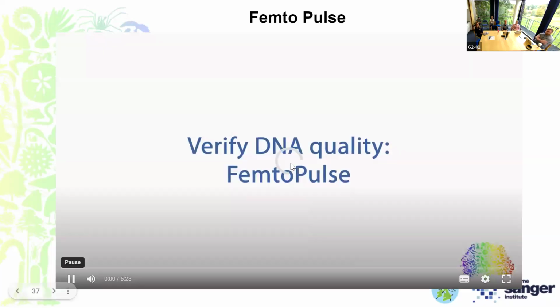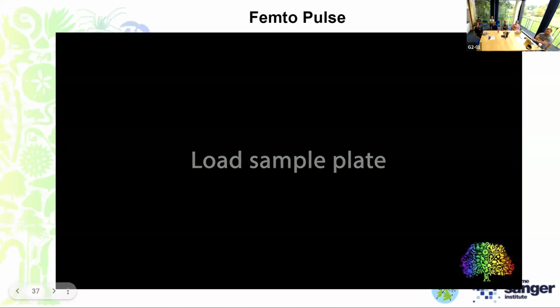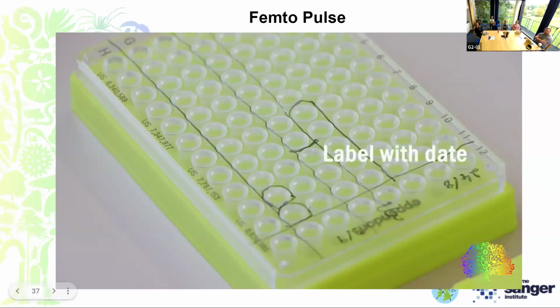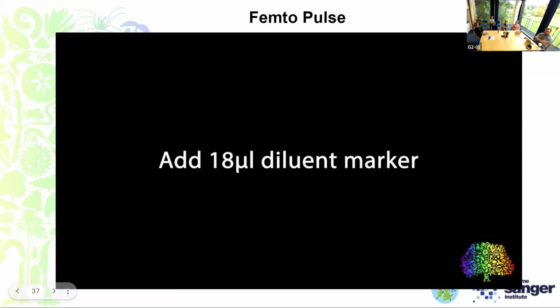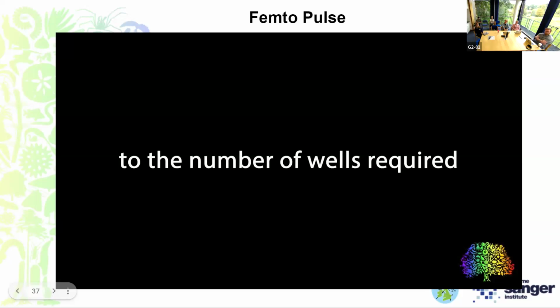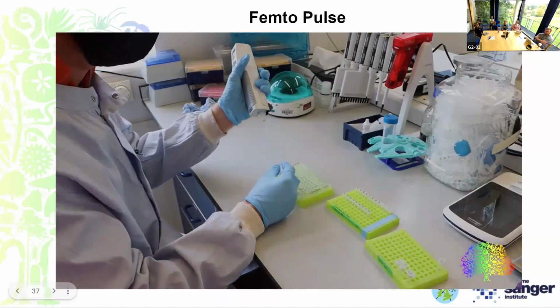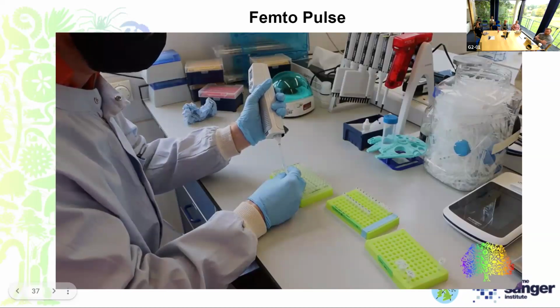Okay, and then finally we have what we call the FemtoPulse. This measures the amount of high molecular weight DNA within your sample. First of all, we work in these Eppendorf plates where we have 11 samples per row, plus a ladder in row 12, which is 165,000 base pairs long, and that gives you a good indication of the quality of your high molecular weight DNA.